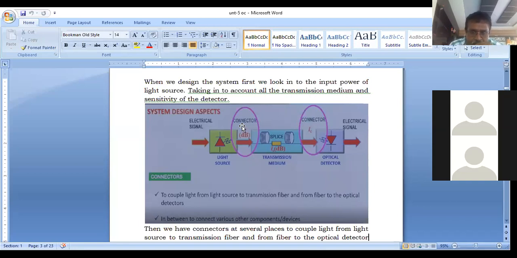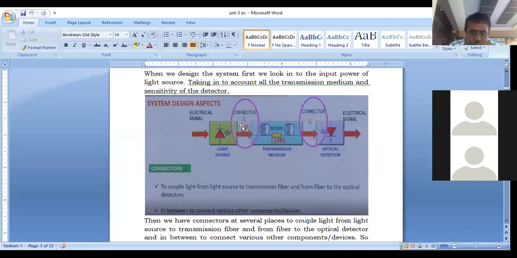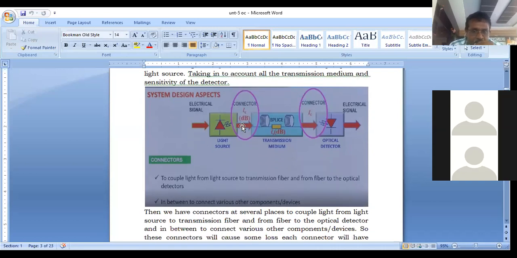So here, the receiver side has one connector and the transmitter has one more connector. How many connectors are there? Only two connectors. Generally there is 0.5 dB loss for each connector. For example, two connectors means 2 into 0.5, that is 1 dB loss.